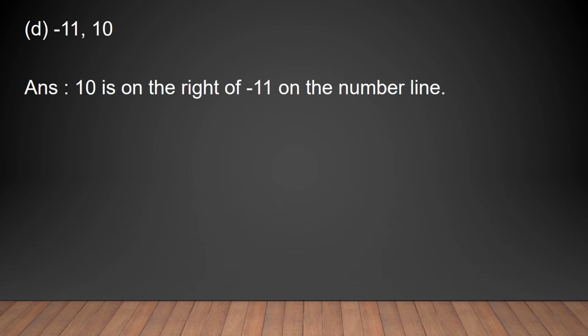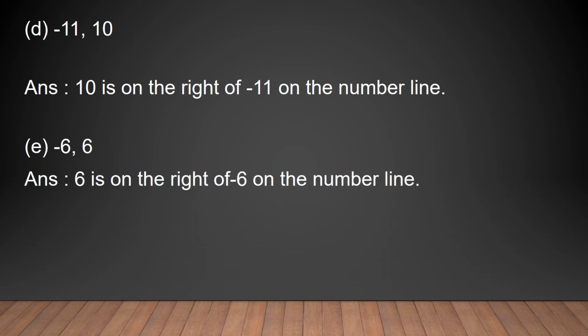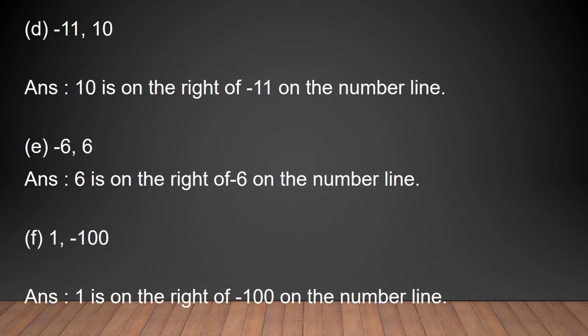Next part is minus 11 and 10. 10 is a greater number. 10 is on the right of minus 11 on the number line. Next part is minus 6 and 6. So a positive number is always a greater number. 6 is on the right of minus 6 on the number line. Next part is 1 and minus 100. Which one is greater? 1 is greater. 1 is on the right of minus 100 on the number line.